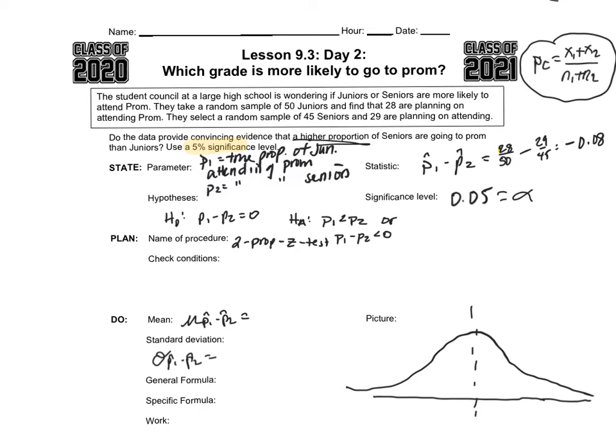Okay. And our conditions. So here we go with this lovely situation. Is it random? Yes, it is. In this situation, we didn't need random assignment. They're both random samples. Is 50 less than 10% of the seniors? Well, it says juniors, seniors, juniors. Sorry, juniors.